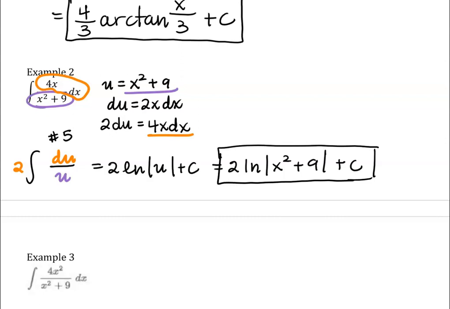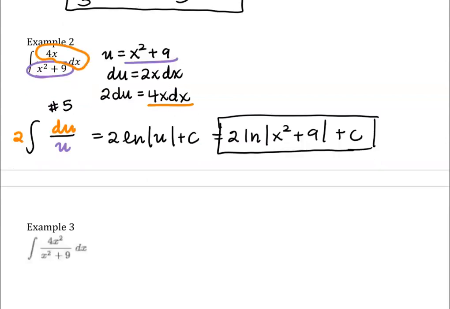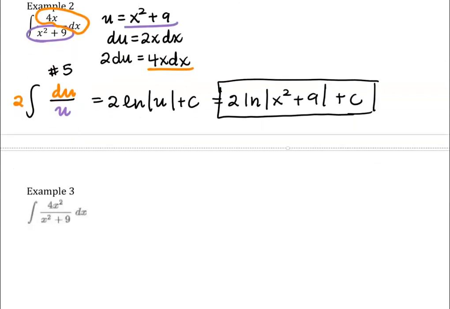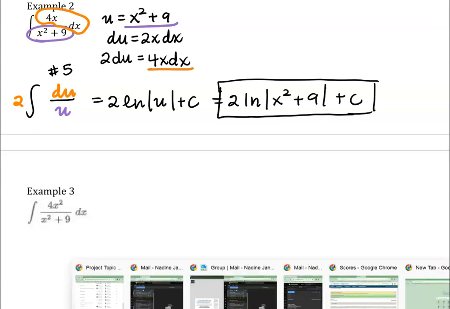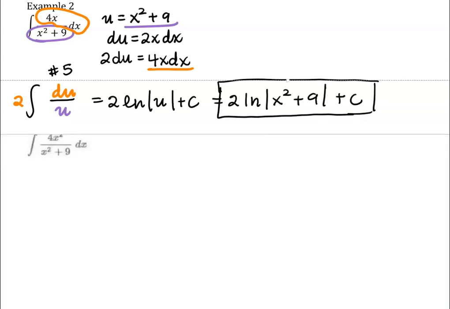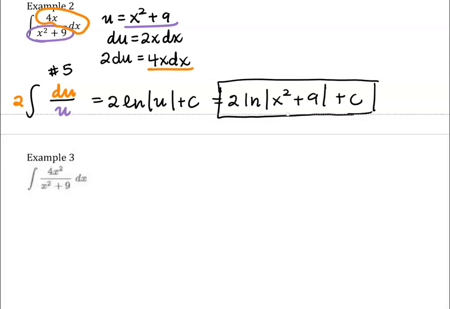So that's example 2. Example 3, very similar, but now both the top and the bottom are squared. So u sub would not work too well here. But what we can do, because the top and the bottom have the same degree, is I'm going to start off with long division first. So I'm going to be taking 4x squared and dividing it by x squared plus 9.